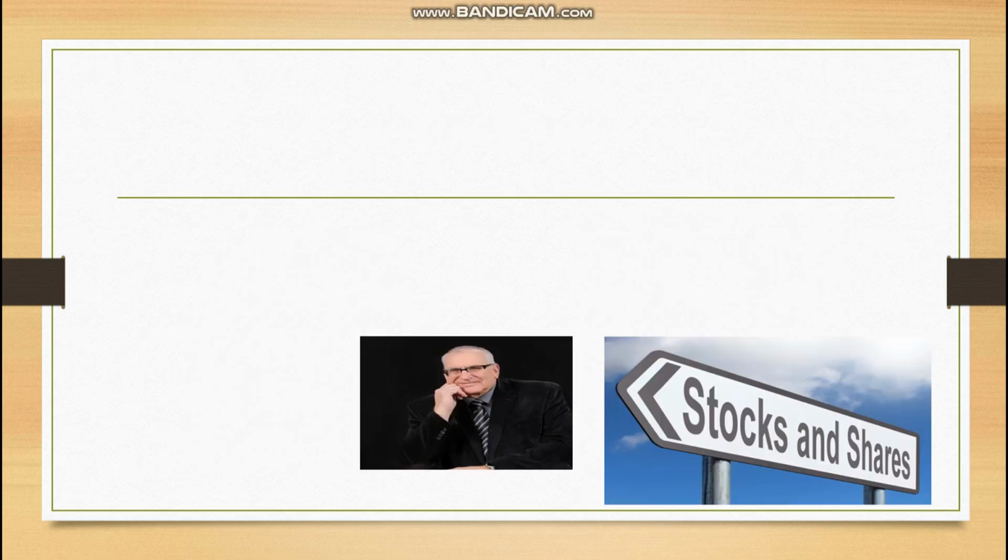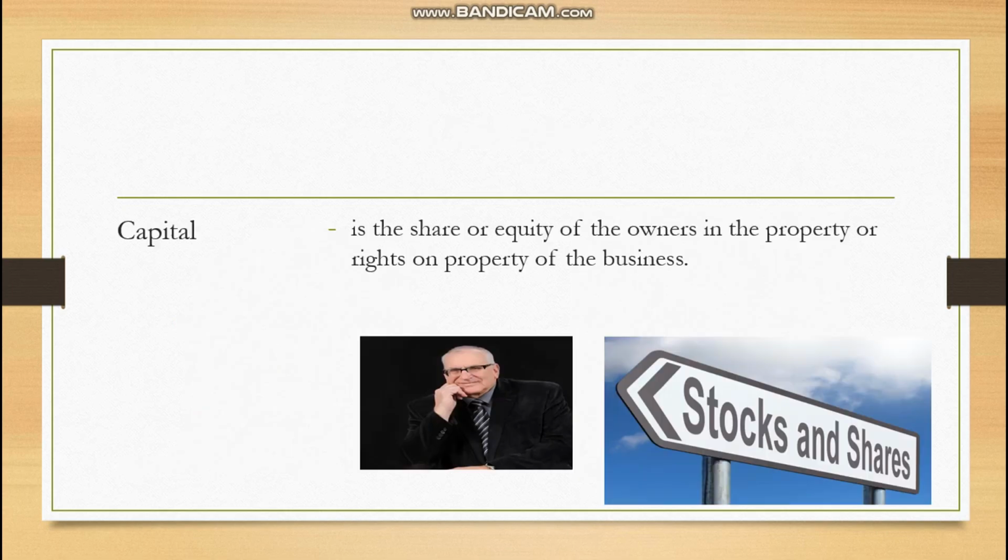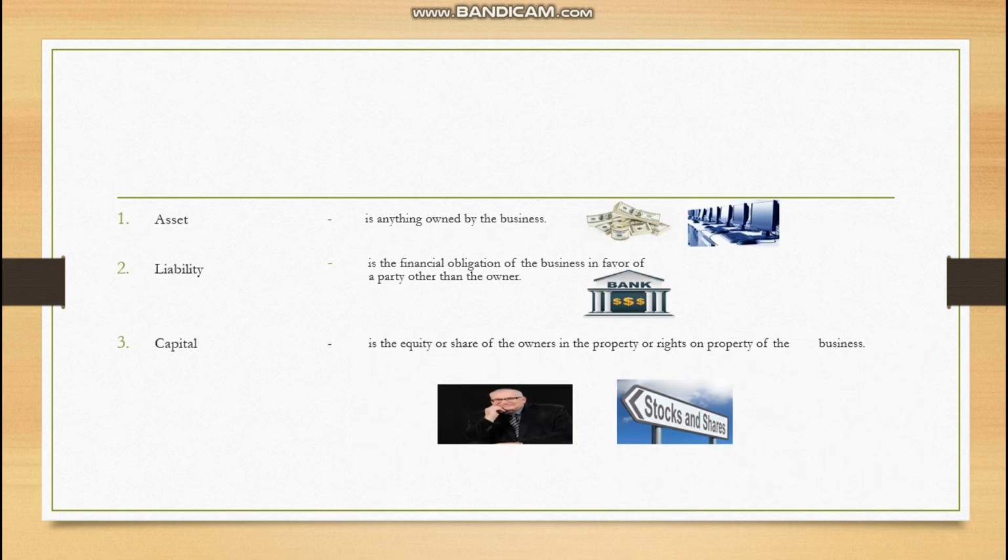Now, let's go to the capital. Capital is the share or equity of the owners in the property or rights on property of the business. Meaning to say, capital is the amount of value that the owner has over the assets of the company. Now, it is under these three values, the asset, the liability, and the capital, that all the transactions and events of the business are classified.